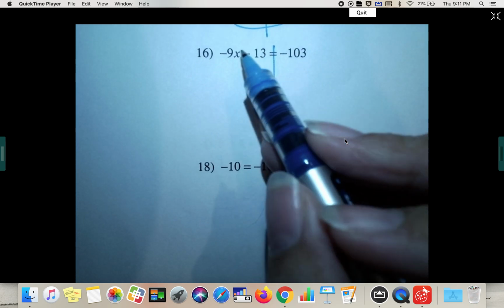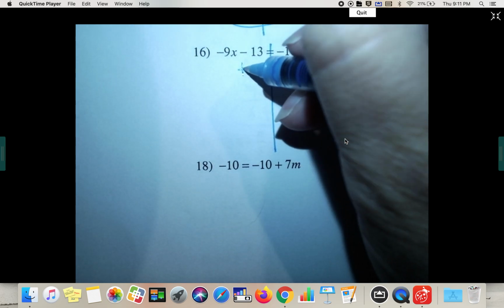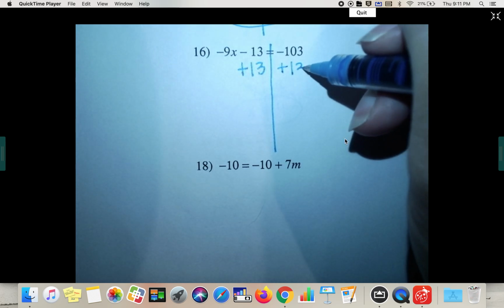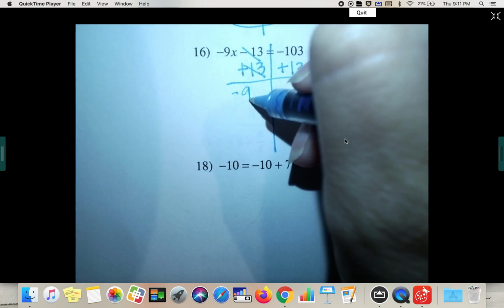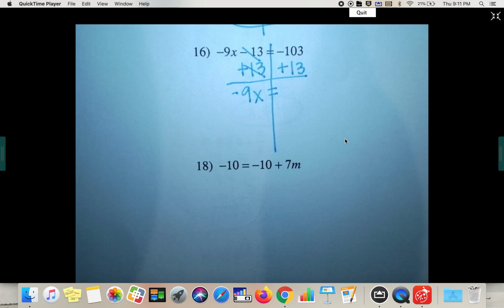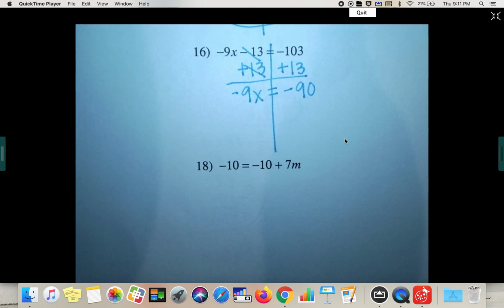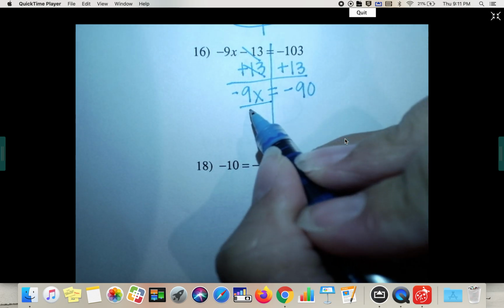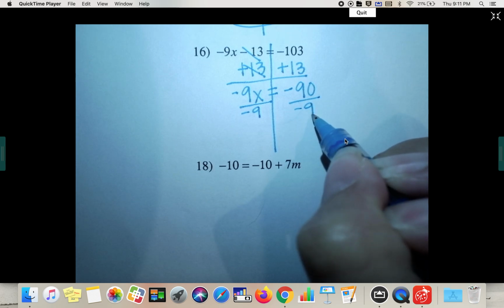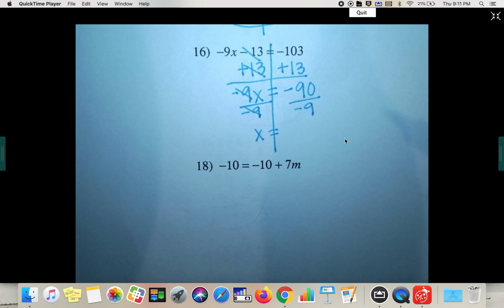Keep the negative 9x together, and let's get rid of minus 13. So the opposite of minus 13 is plus 13. Cancel, cancel. Bring down negative 9x. Negative 103 plus 13 is negative 90. Use your calculator and double check. I think it's negative 90. Last step, negative 9 is being multiplied by x, so we are going to divide by negative 9. Cancel, cancel. Negative 90 divided by negative 9 is positive 10.